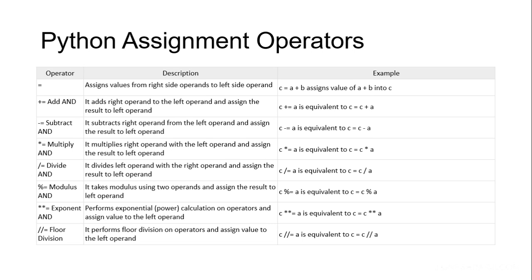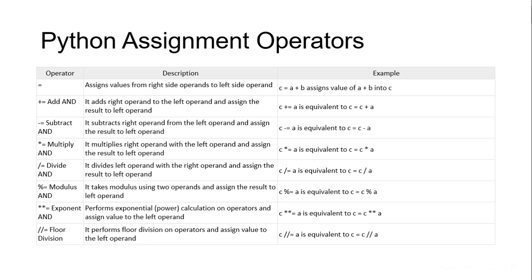Next we have assignment operators, which are basically used to assign the value from the right hand side operation to the left variable. So we can say c equal to a plus b, that means a and b perform some operation and the value is assigned to the variable c. So the assignment operator is generally used to assign the value.